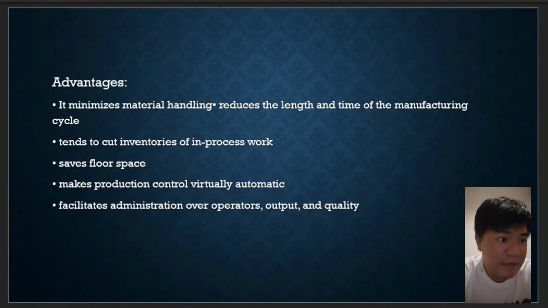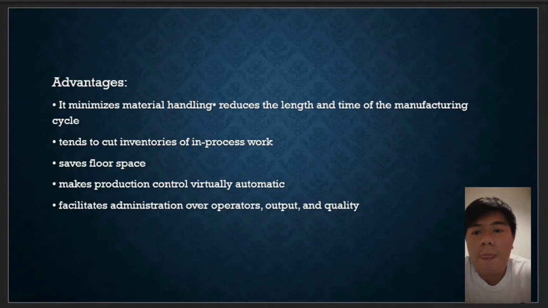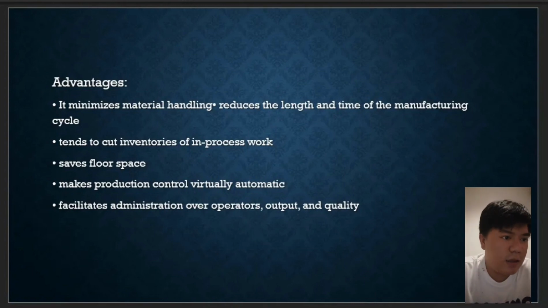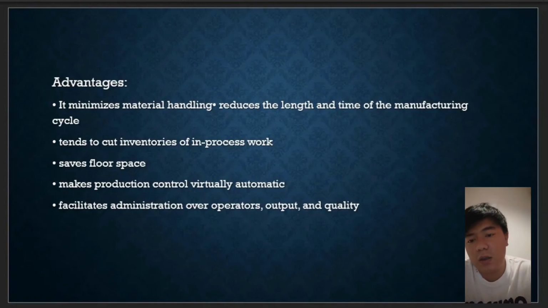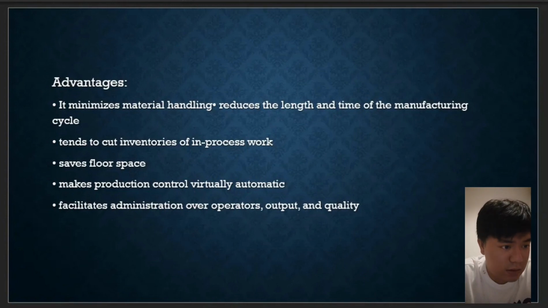So for our advantages, first, it minimizes materials handling and reduces the length and time of the manufacturing cycle. The next is it tends to cut inventories of in-process work. The next is it saves floor space. Then next is it makes production control virtually automatic. And the last, it facilitates administration over operators, output, and quality.